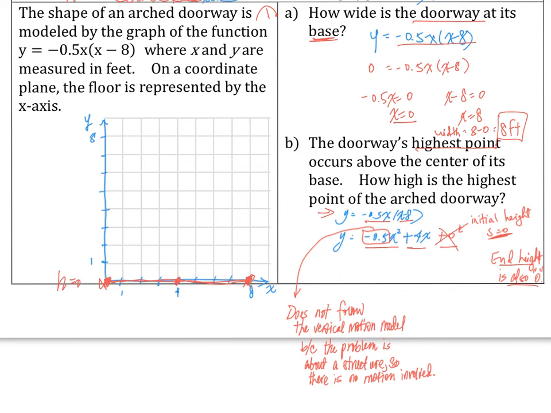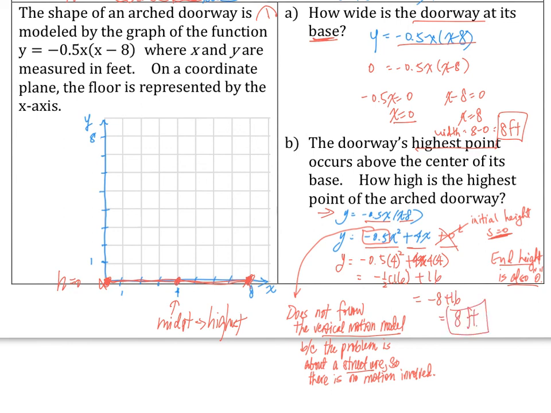Now, the negative 0.5 does not follow the vertical motion model because this problem is about a structure, so there's no motion involved. So we can go ahead and substitute 4 in for x because that's the midpoint. And at the midpoint, it will give you the highest point. So after doing all the math, you should get 8 feet.